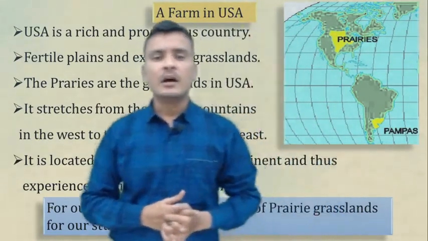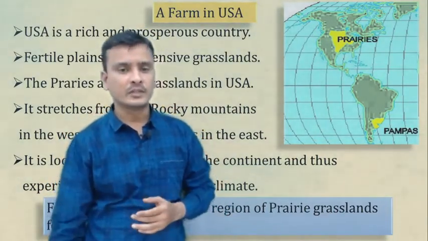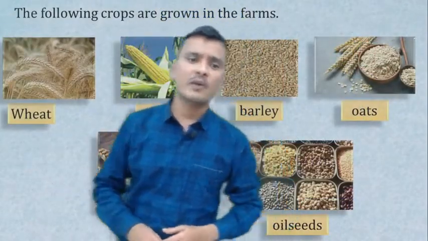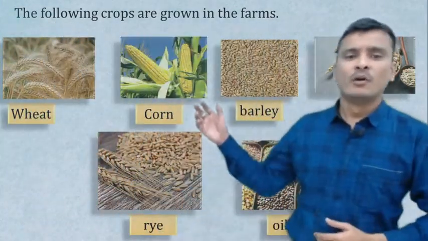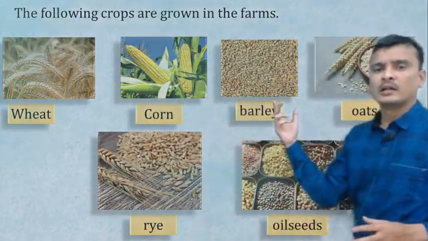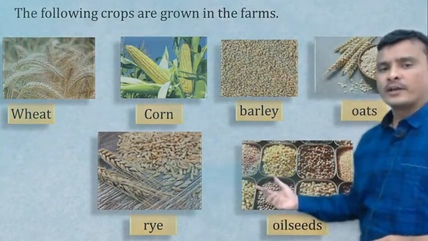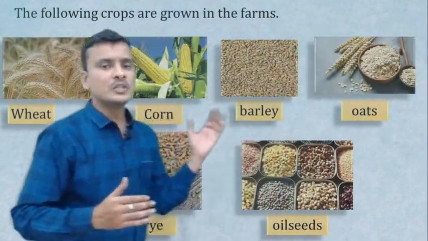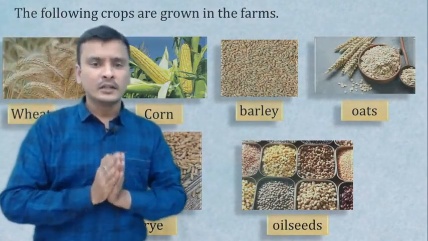So for our study, a farm from the prairie region has been selected for further study. See here, the following crops are grown on the farm. Which crops are grown there? Especially we find wheat, then corn, then barley, then oats, then rye, and oil seeds. Among these we can take soybean, etc. Other oil seeds are there.